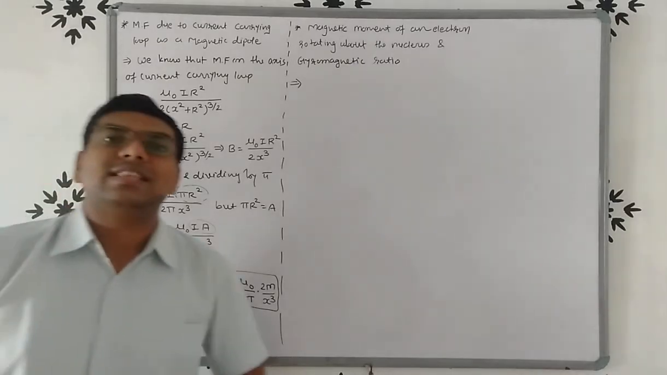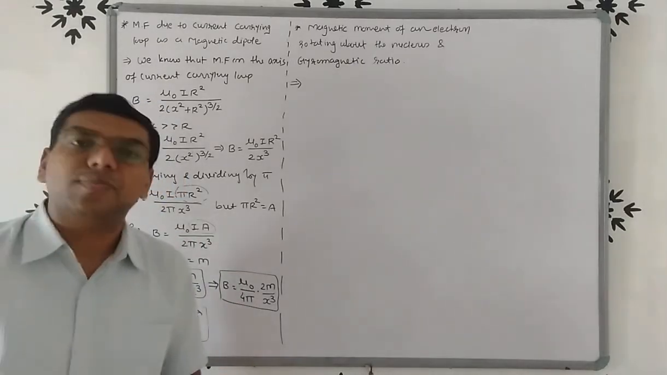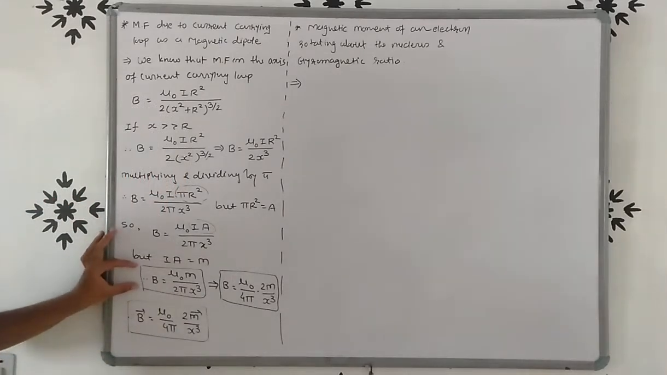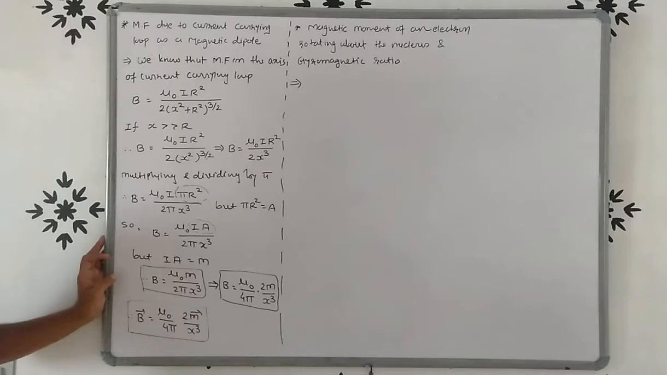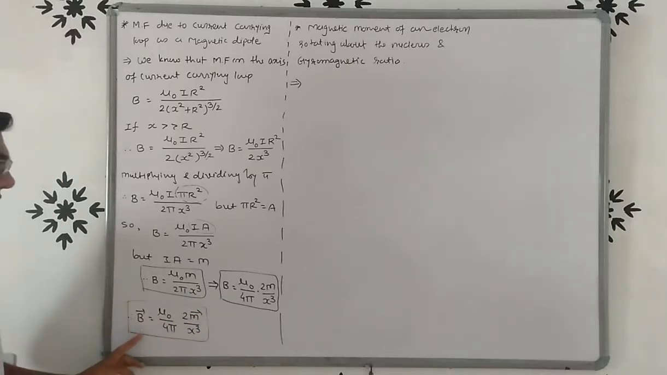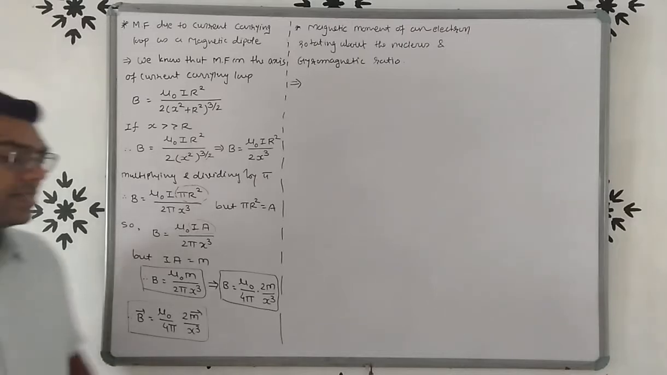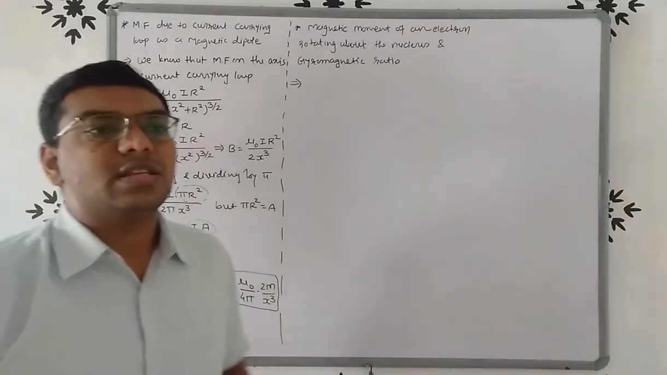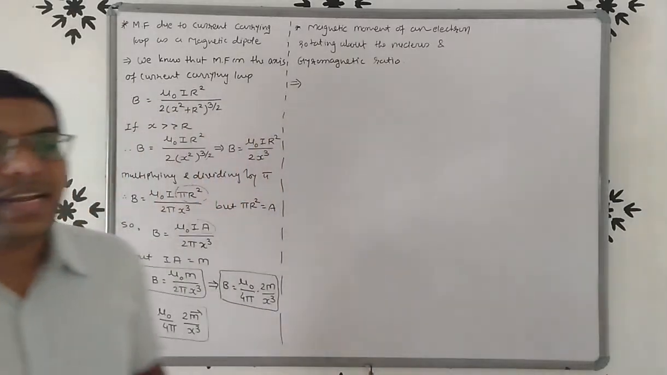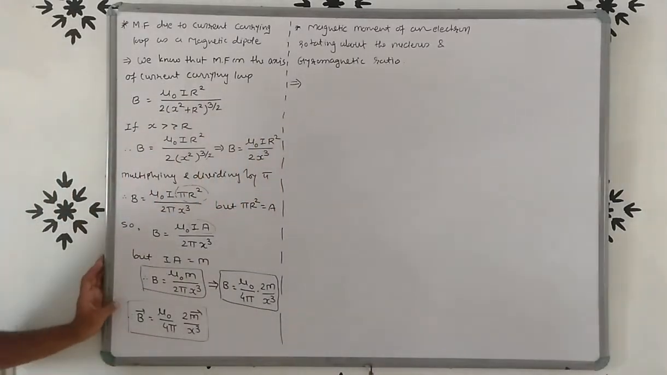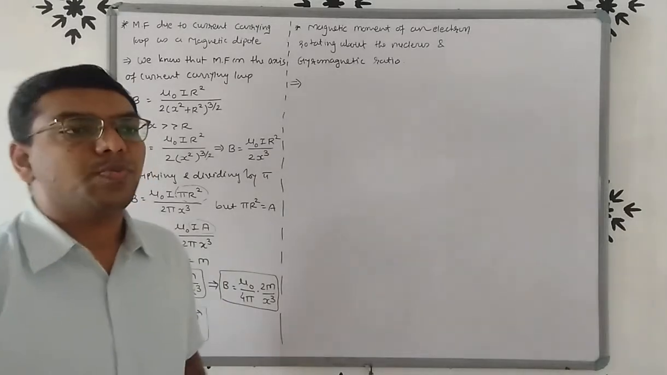If we want to write this equation in terms of mu 0 by 4 pi, here we multiply and divide by 2. So mu 0 by 4 pi, 2M upon x cube. In vector form, vector B is equal to mu 0 by 4 pi, 2 vector M upon x cube, right? So this is the formula of magnetic field for the magnetic dipole. You have to remember this formula. Vector B is equal to mu 0 by 4 pi, 2M upon x cube, right?